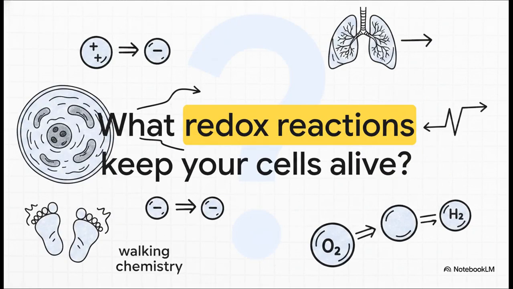Since these exact same rules of atomic hunger and electron exchange apply to absolutely everything in the universe, what incredible redox reactions do you think are keeping your own cells alive right now? I'll let you ponder that biological mystery. Because once you understand this chemical rulebook, how elements pull, push, displace, and bond based on their size and electron hunger, you realize you aren't just observing chemistry. Every time you take a breath, every time your cells generate energy, you are literally walking chemistry yourself.